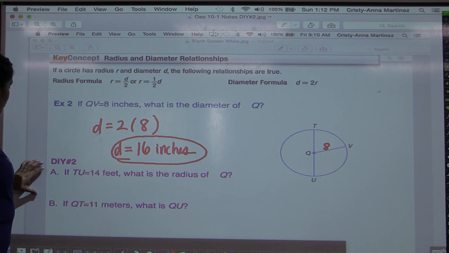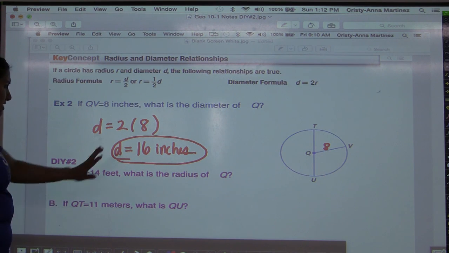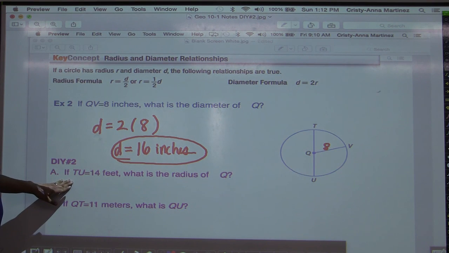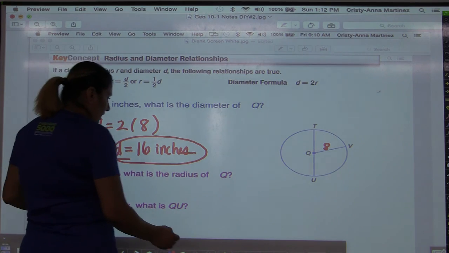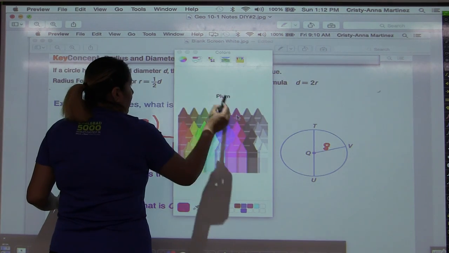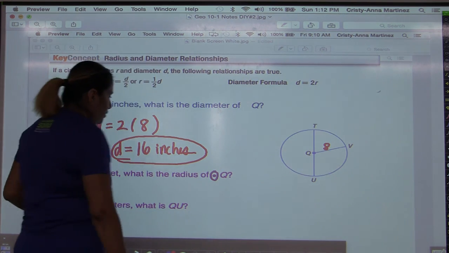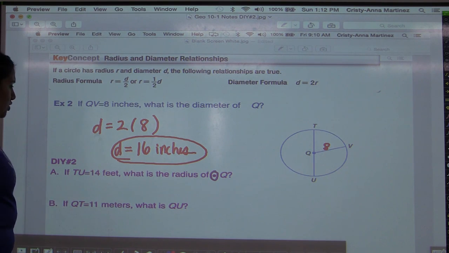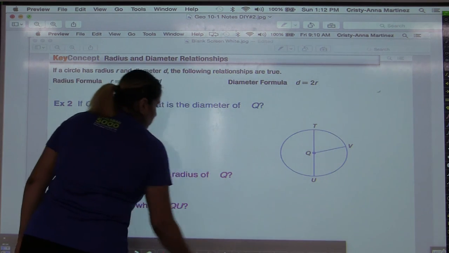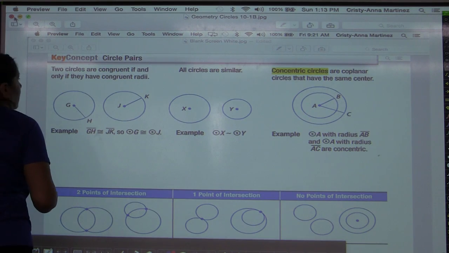So now you can do try-it-yourself number 2, where they're giving you the information here of TU, using the same diagram. They're giving you what TU is, the diameter, and they're asking you for the radius of, and I didn't put it here, but there should be circle Q there. And then if QT equals 11 meters, what is QU? So there you go, you can do that, and we'll move on to our next concept.